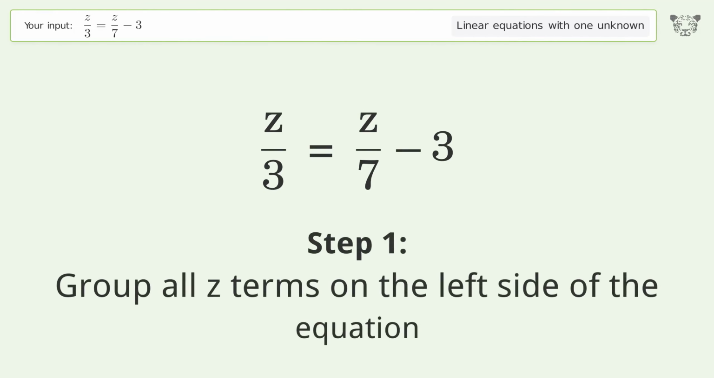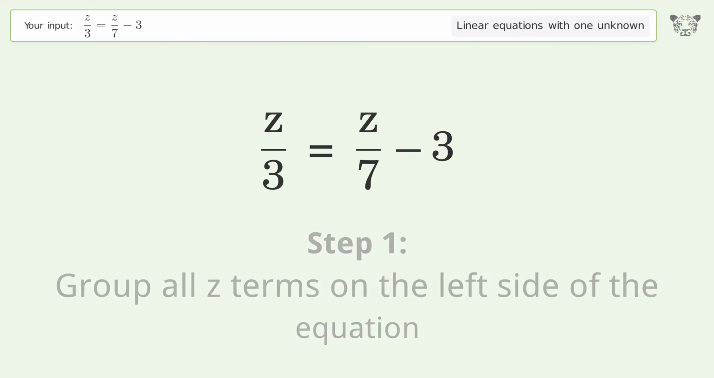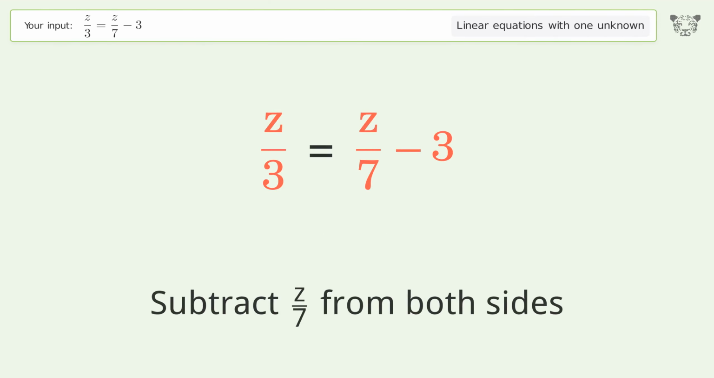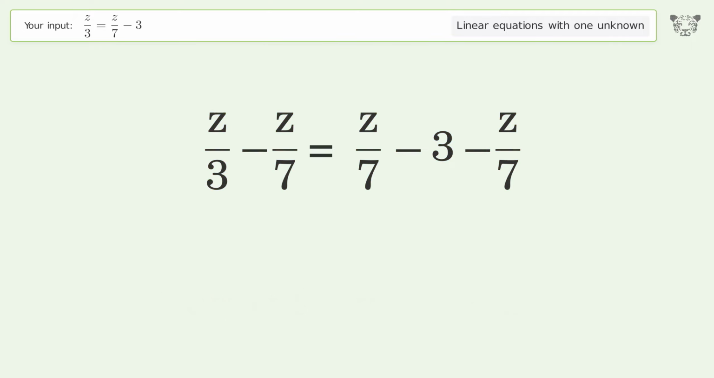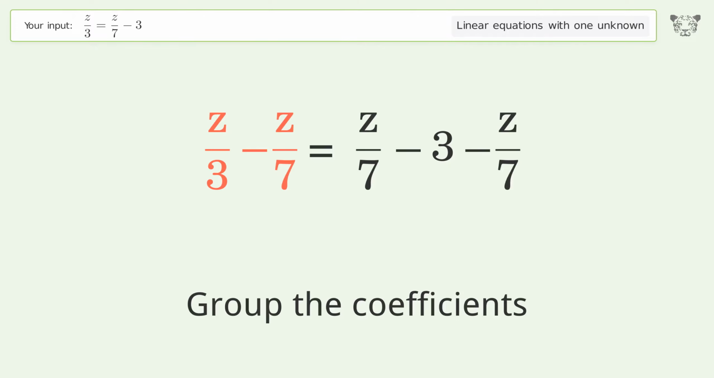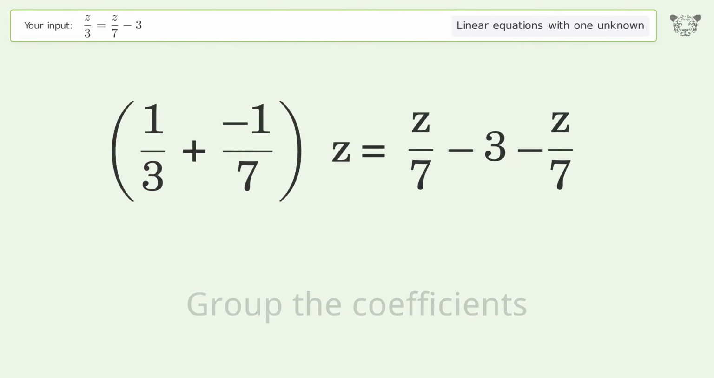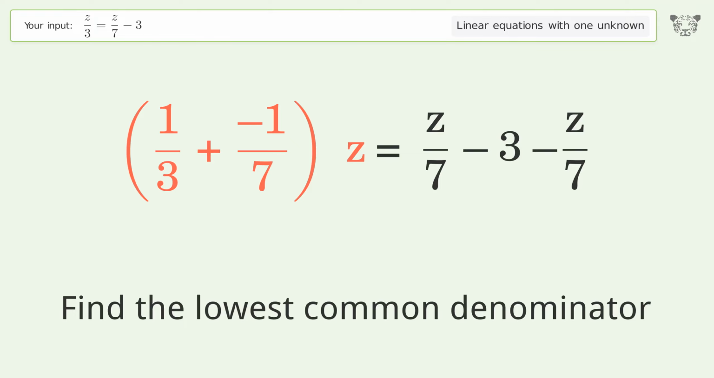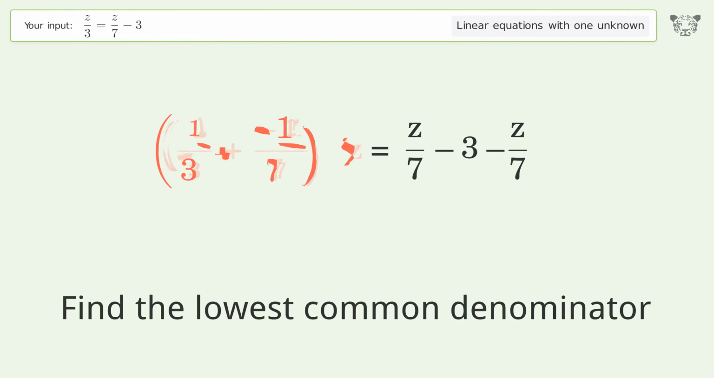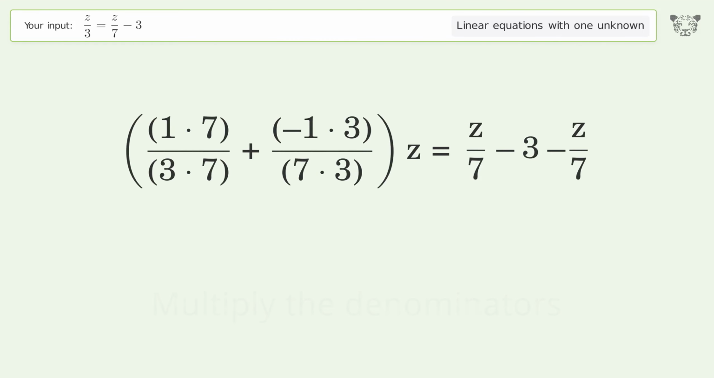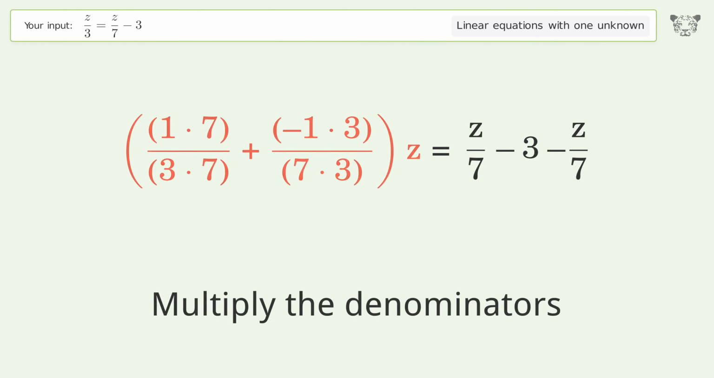Group all z terms on the left side of the equation. Subtract z/7 from both sides. Group the coefficients. Find the lowest common denominator. Multiply the denominators.